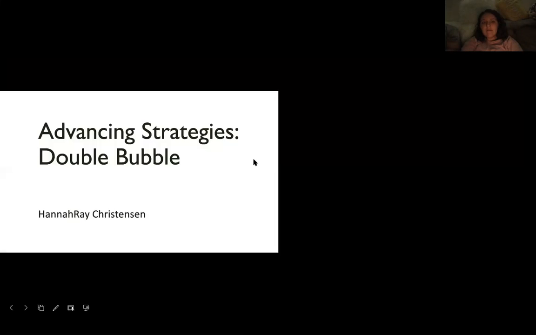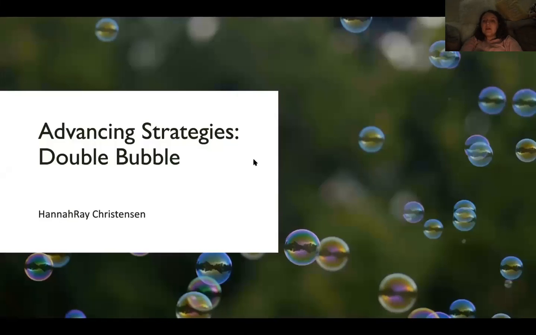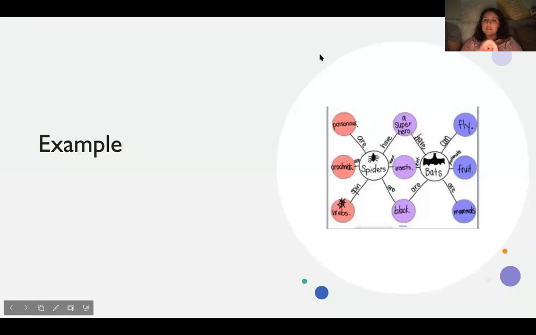Okay, so I had the advancing strategy of double bubble. And basically, what double bubble is, you will choose two topics and you'll put each of them in a main bubble. I'll show you an example to help my visual learners. I don't know if you can see the mouse on this, but I'm going to try to pinpoint it with the mouse. So for double bubble, you choose two topics. In this example, they chose spiders and bats.